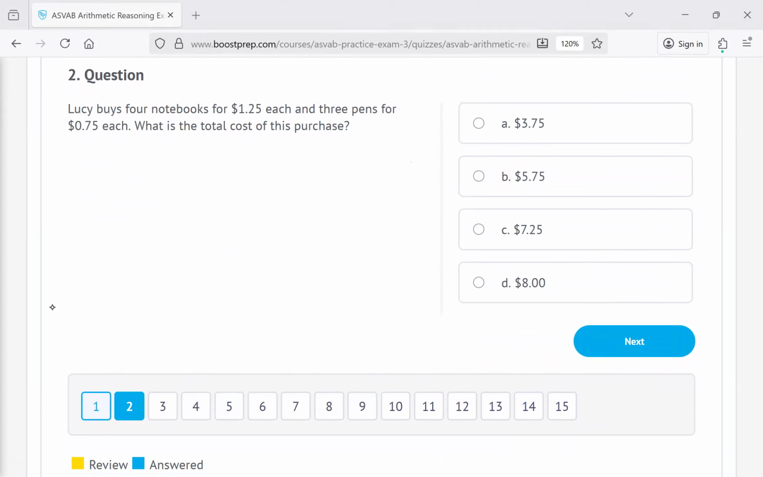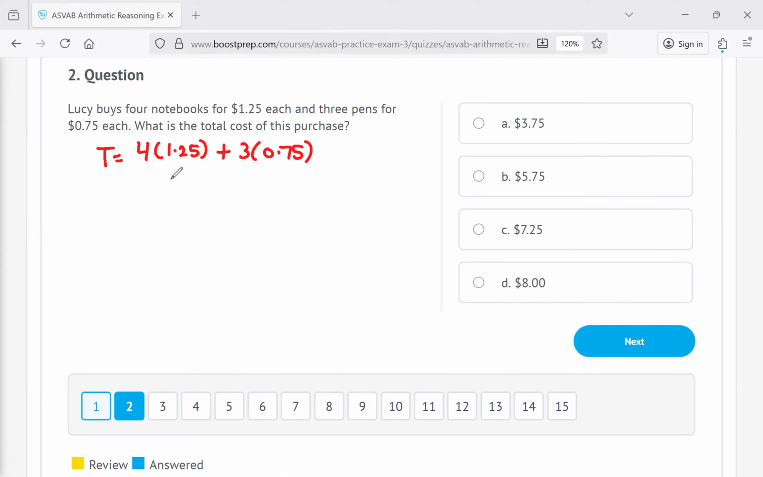Lucy buys four notebooks for $1.25 and then three pens for 75 cents. What is their total cost? So this is pretty simple. Total cost is just multiplication and adding. So my total cost is going to be T equals 4 times 1.25 plus 3 times 0.75. Add them up, you get your total cost.